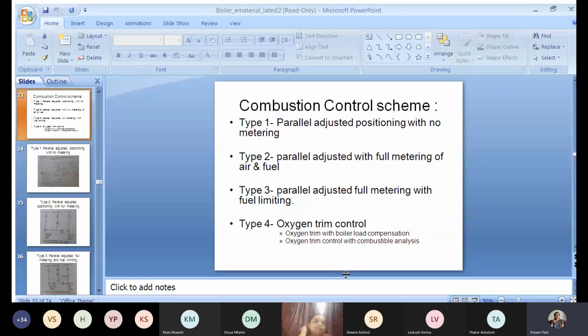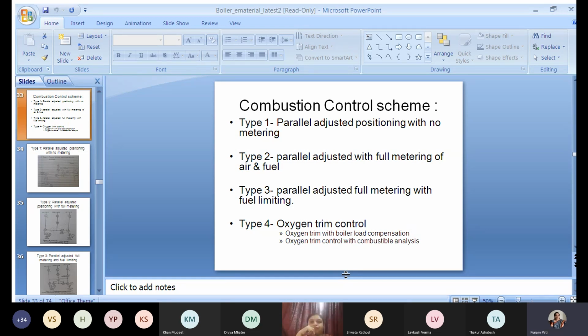Then combustion control scheme. How to control the combustion? There are 4 types of combustion control scheme. Type 1, Type 2, Type 3, and Type 4. Type 1 is parallel adjusted positioning with no metering. Type 2 is parallel adjusted with full metering of air and fuel. Type 3 is parallel adjusted full metering with fuel limiting, and type 4 is oxygen trim control.